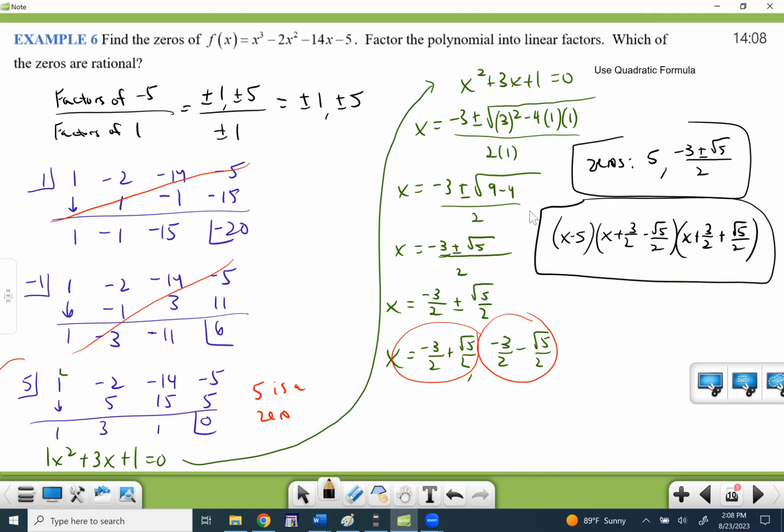Now it says, which of the zeros are rational? Well, not all of them this time, because the square root of 5 here is making these two irrational. So the only rational zero in this case is going to be 5. Any square root that's not a perfect square is going to end up being an irrational number. Okay.